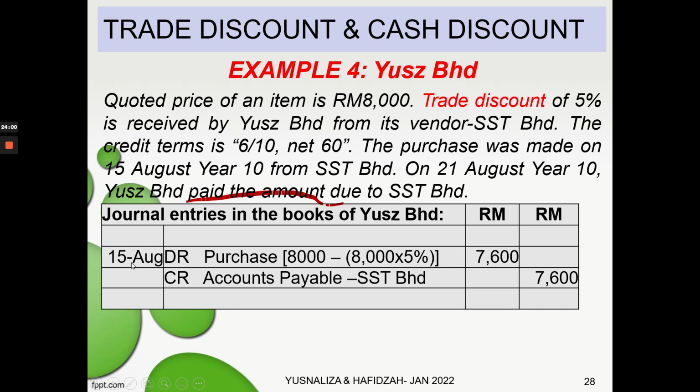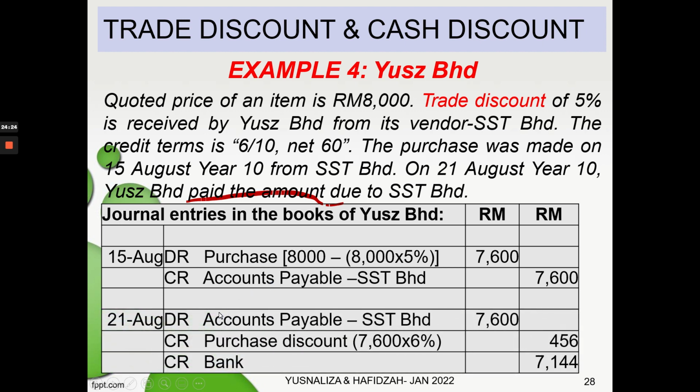So for the first transaction on 15th of August, that gives rise to the credit purchase. Debit purchase, and that should be deducted with the trade discount of 5% from 8,000. So we have 7,600. Credit accounts payable SST, which is our accounts payable SST in the books of Used Bhd. Used is the reporting entity.